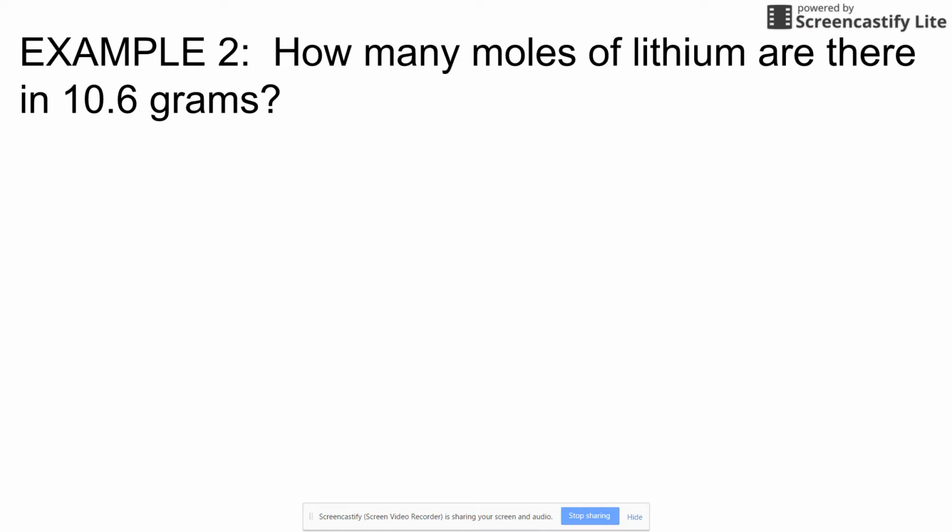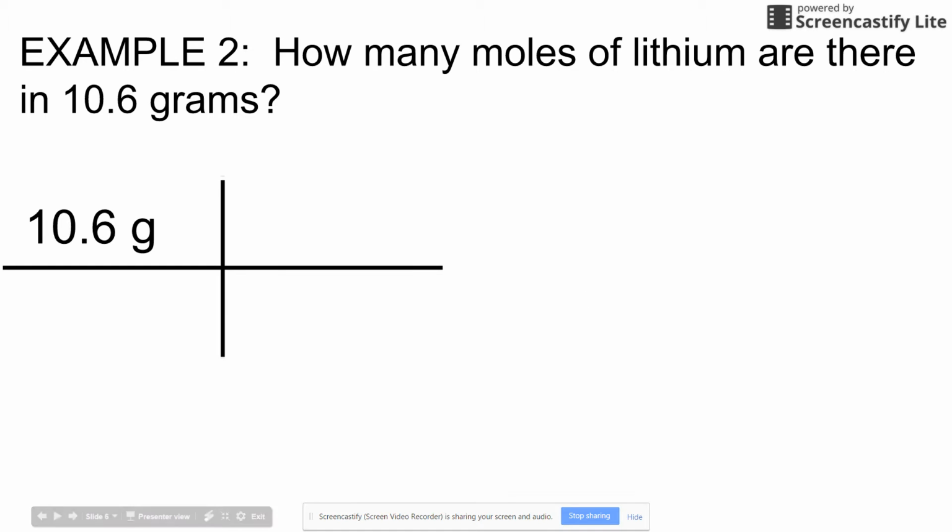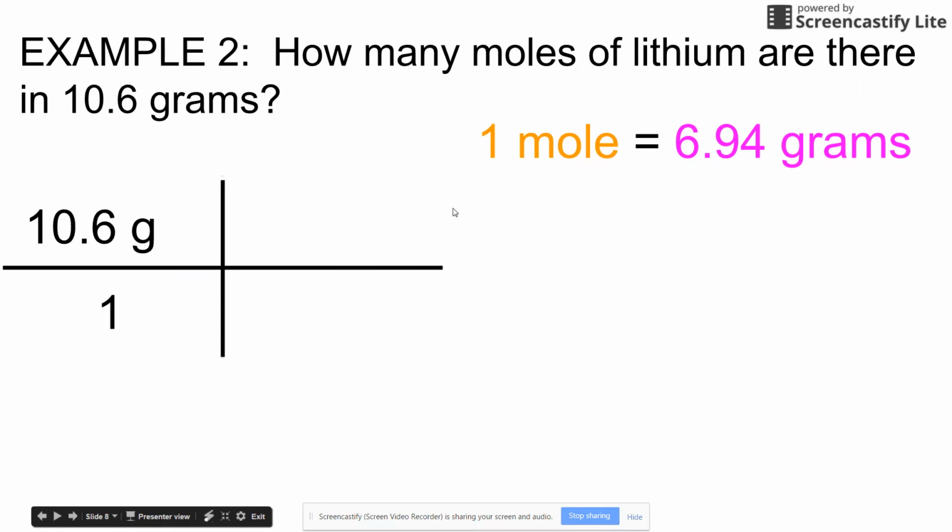Example number 2. How many moles of lithium are there in 10.6 grams? Again, you start with the bridge. You take your 10.6 grams and put it over 1. This time, the element in question is lithium. You reference your periodic table, group 1. The atomic mass is 6.94 grams for every mole. So for every 1 mole of lithium, it's 6.94 grams. You can write that out.